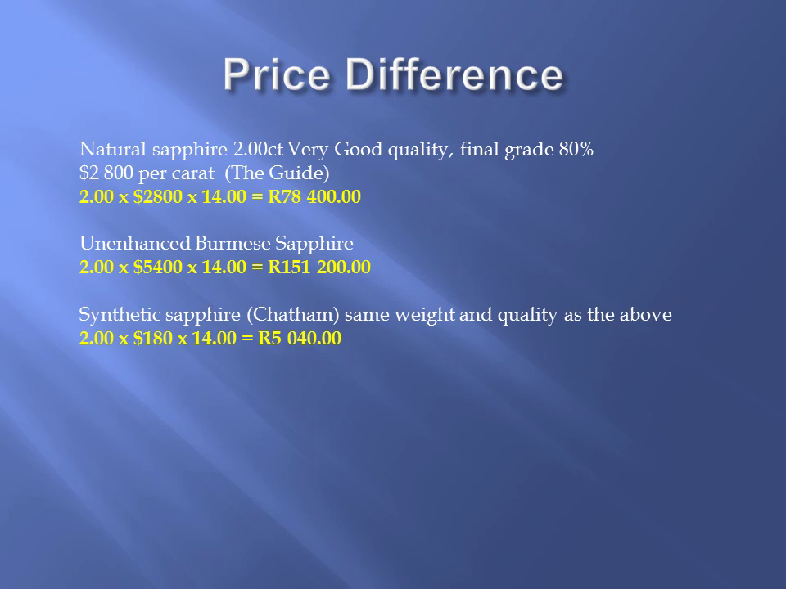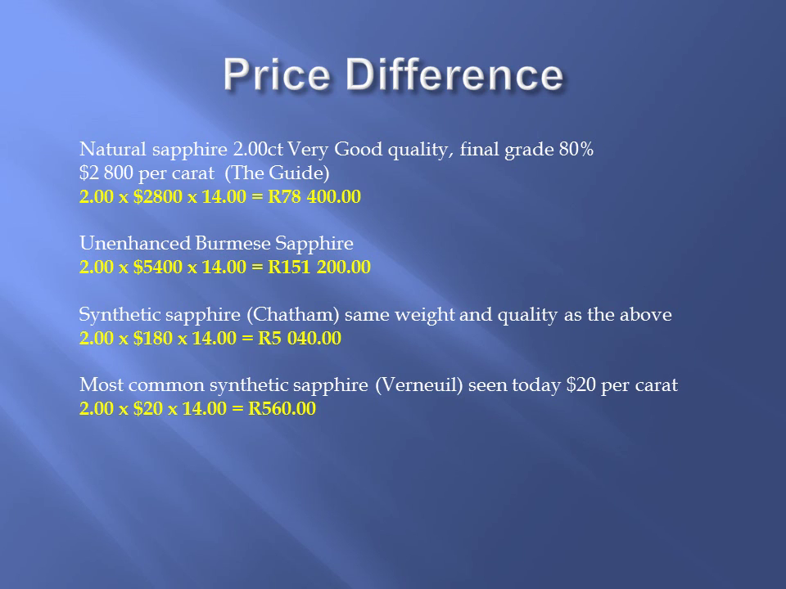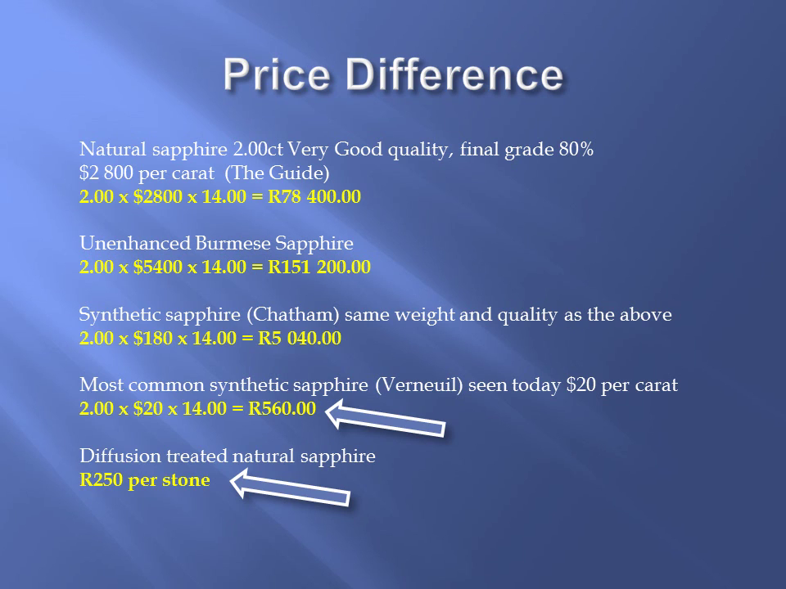A more sophisticated synthetic, such as the Chathams, they're trading at $180 per carat, which would give us a stone wholesaling at 5,040 Rand. The most common synthetic around, from the Verneuil process, which was registered in 1902, so they've been around for a long time, trade at about $20 per carat, which gives us a wholesale price of 560 Rand for the stone. And then you can pick up a natural stone which has been diffusion treated for around 250 Rand.